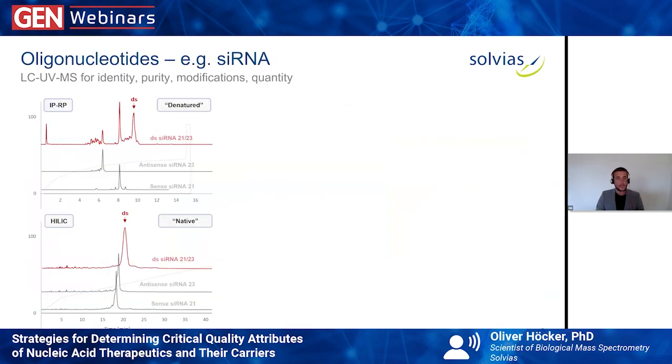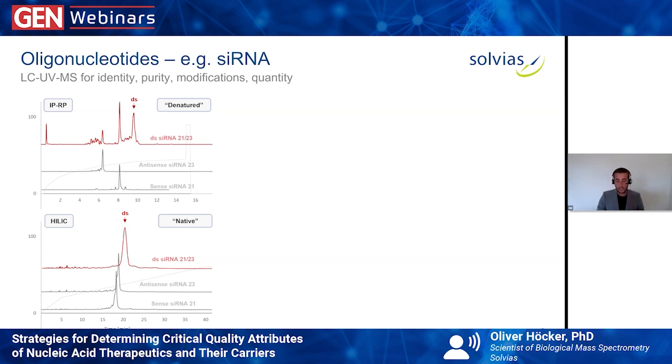Here we see an example of a small interfering RNA that is analyzed with ion pair reversed phase coupled to mass spectrometry. And there are 2 different separations. So the top one is the ion pair reversed phase in a denatured state. Normally the small interfering RNA is a double-strand RNA that has a triantennary GalNAc as a conjugate. And on the chromatography here, it denatures into the sense strand and the antisense strand, and also partially we see the double strand.